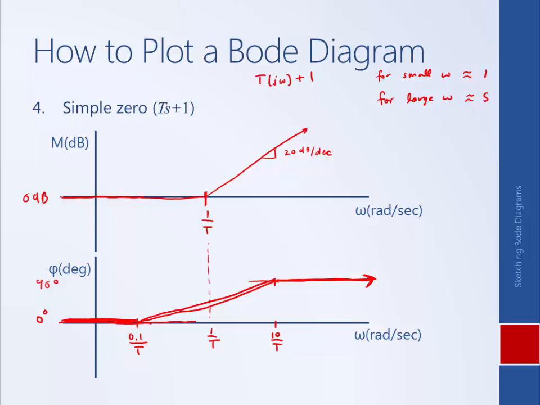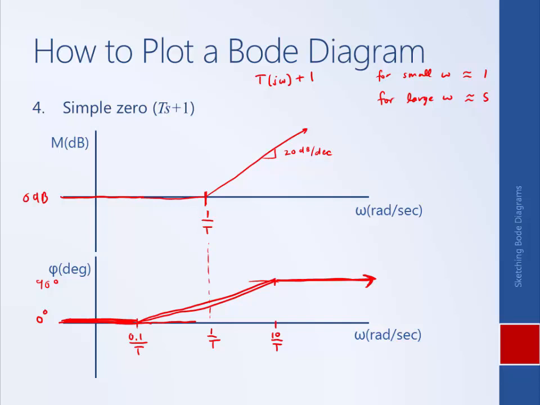So this is our approximation of a Bode plot of a simple zero. In reality, it won't be straight lines like this, it'll be curved. But for our purposes, for just a simple, back of the envelope sort of analysis, this is sufficient.